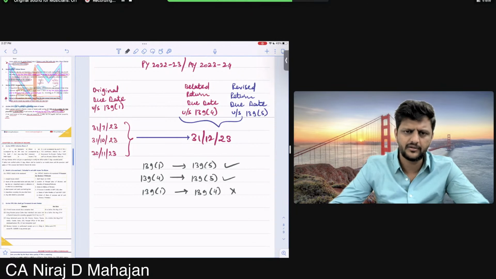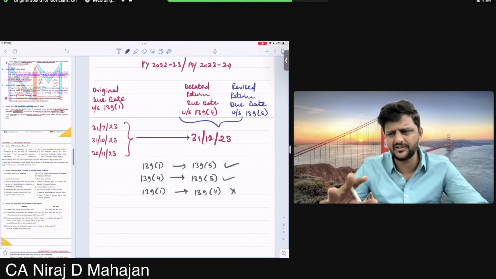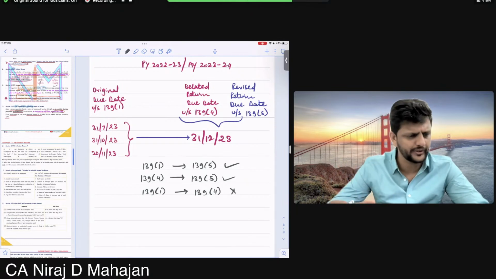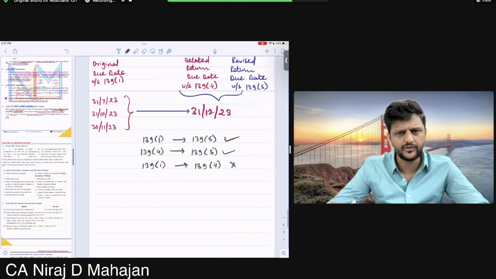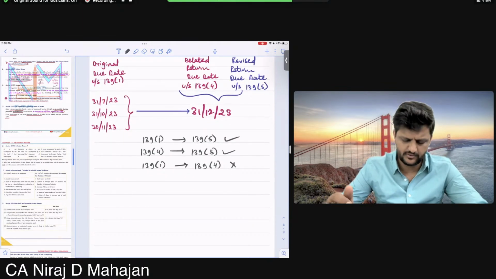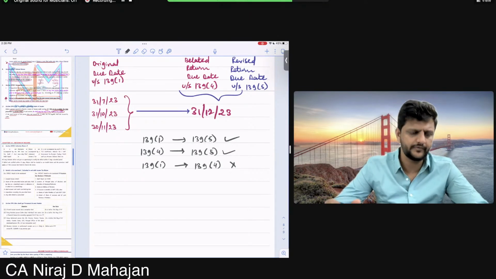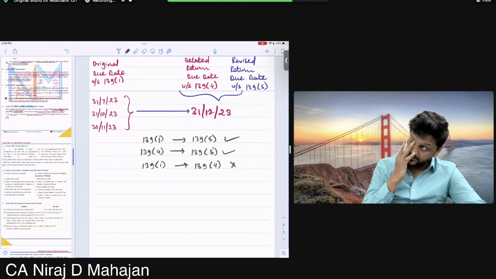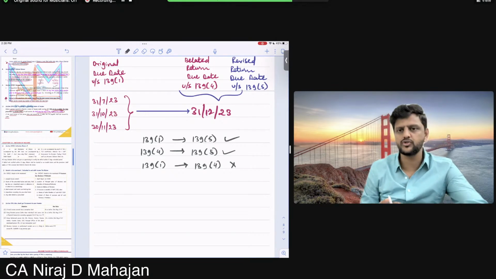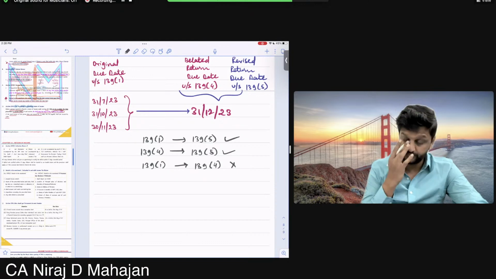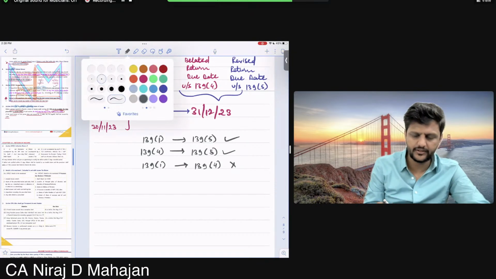Clear till here? If you want, you can write on this. Otherwise, if you understood the concept, then no need. What I have written in the last 3 statements. Okay. 139(1) to 139(5) is possible, revision. 139(4) to 139(5) is also possible, revision. But original to again belated, bachcho, not logical. है ना? Done?